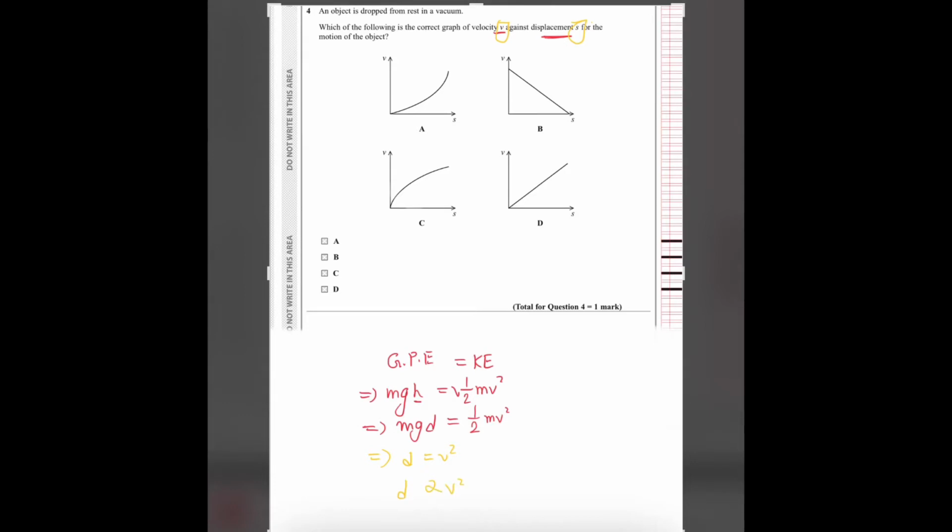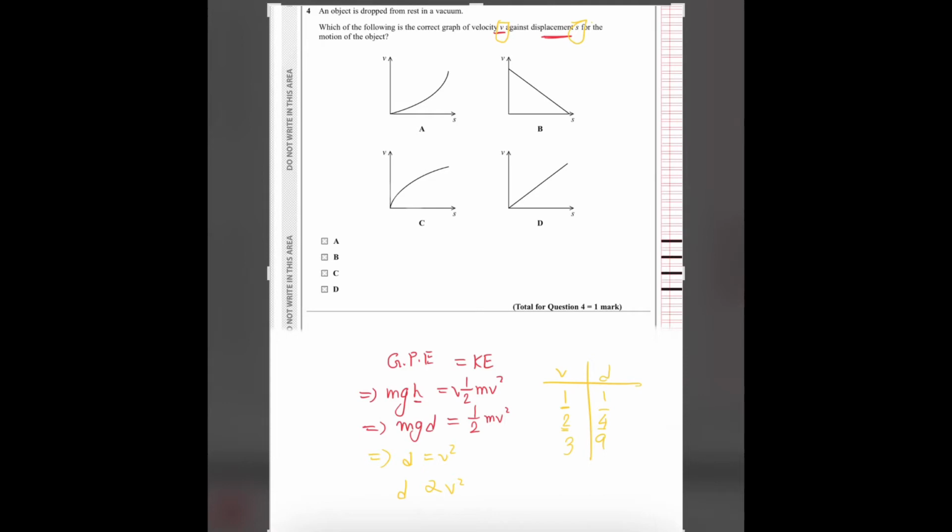So this means that if we take a value of v of 1, this is v and this is d. If we take a value of 1, the d will be 1. If we take a value of 2 for v, the value of d will be 4. If we take the value of v as 3, the distance will be 9. So we can see that for each increment of v, there is a greater increment in d. So if we plot the graph, for each increment of v, there is a greater increment of d.